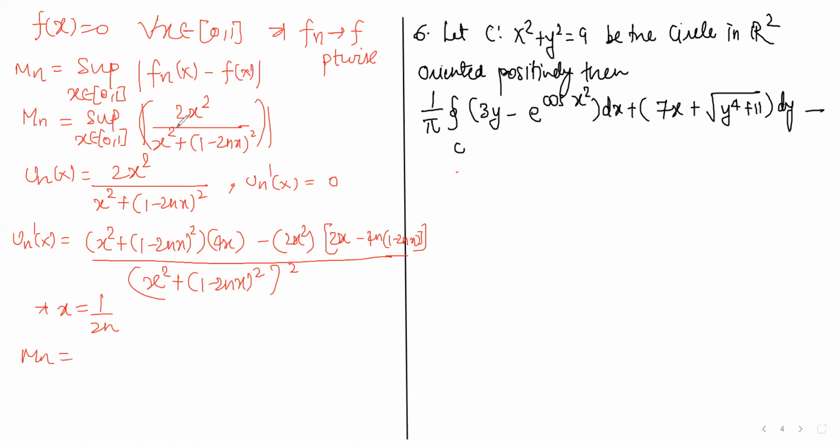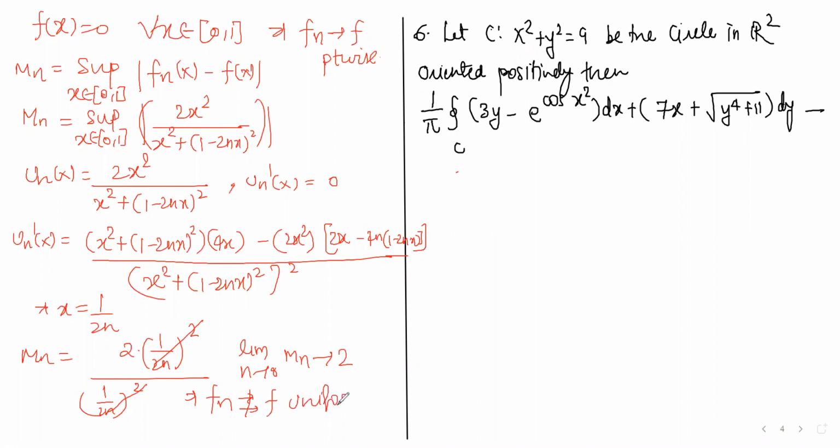So Mn at x equal to 1 upon 2n gives you 2 times 1 over 2n square, and then 1 over 2n square plus, this becomes 2n, x is 1 upon 2n. So 2n gets cancelled. So you get 1 minus 1 becomes 0. So there is no term here, in fact. And if you see this, this clearly gets cancelled. And as n tends to infinity, Mn tends to 2. So by the Mn test, the sequence fn does not converge to f uniformly. So it is not uniformly convergent.